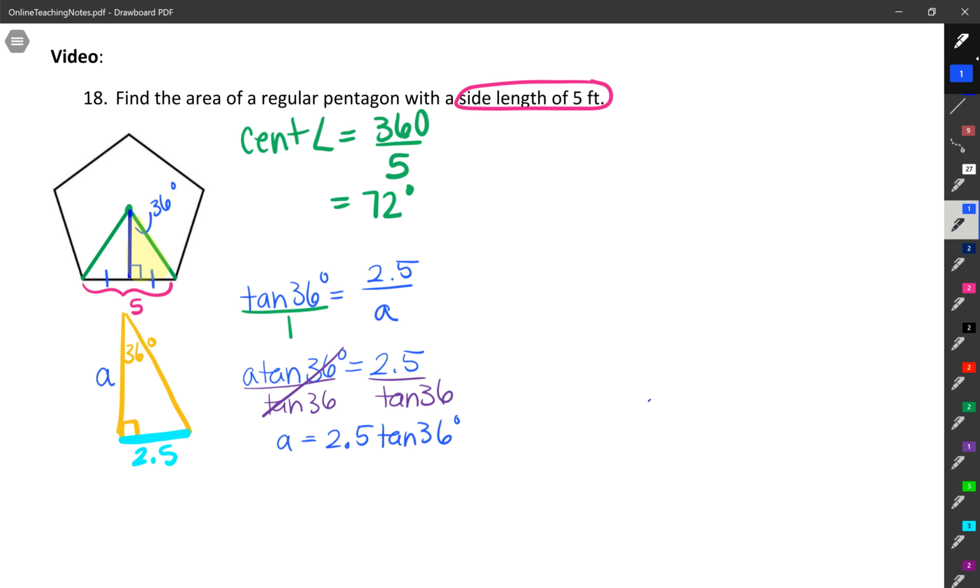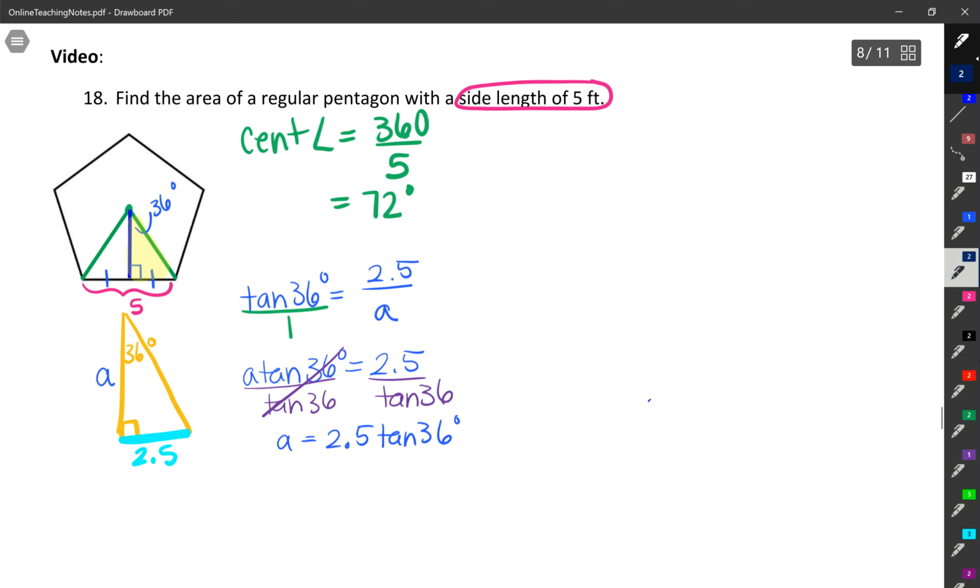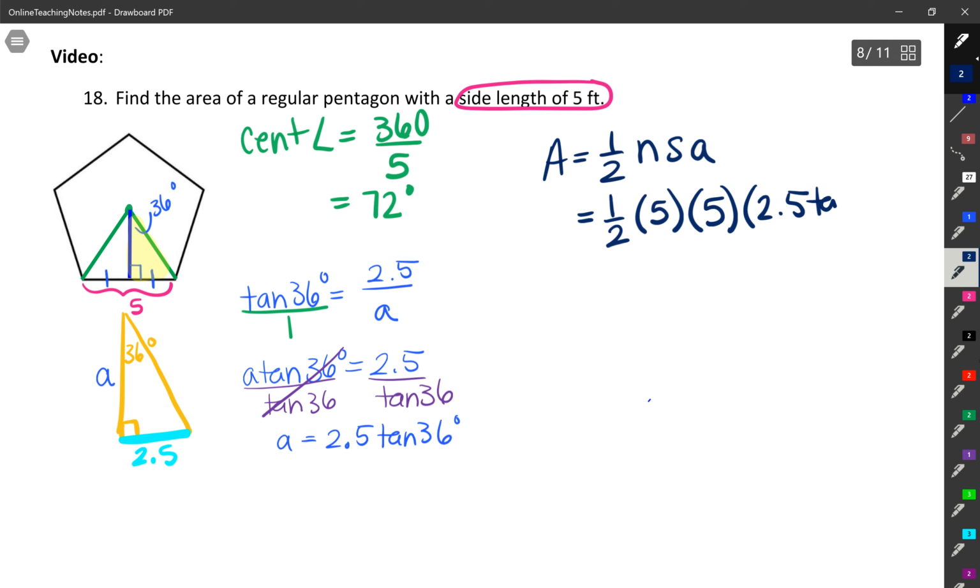I don't actually have to calculate that yet, but I know what that is, and now I can plug into my area formula. So area is equal to 1/2 NSA. I like to use NSA because it's like the government, the NSA. It's easy to remember. So 1/2 times the number of sides, which is 5, times the side length, which is also 5, times the apothem, which is 2.5 times the tangent of 36.